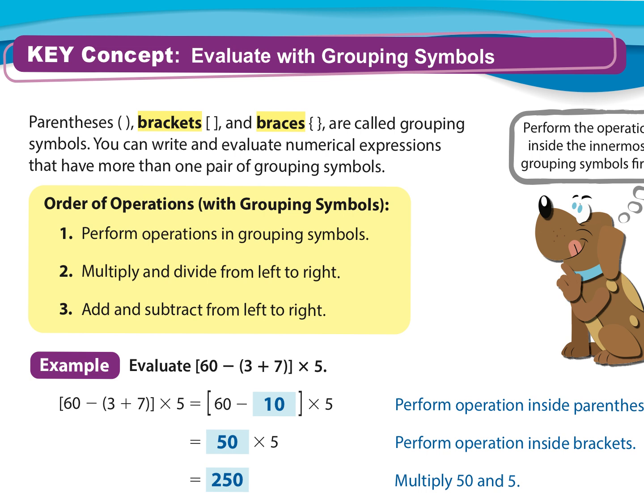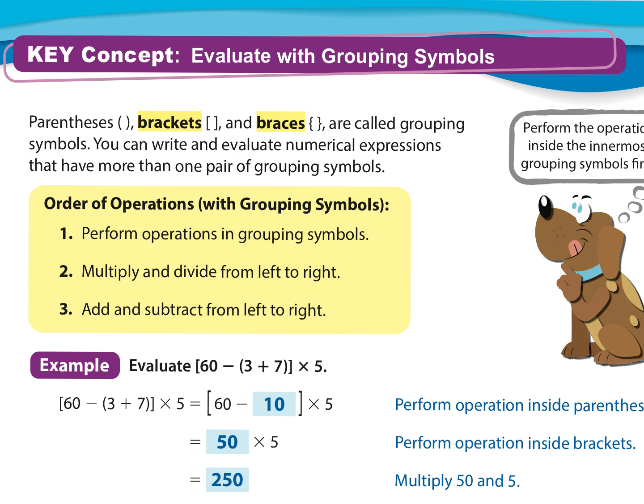You can write and evaluate numerical expressions that have more than one pair of grouping symbols. So how do you do that? We know we always start with parentheses, right? PEMDAS. Parentheses is the first thing. Well, we also have an acronym called GEMDAS. G means grouping symbols, okay? So as you continue to get older, you might see GEMDAS more often than you see PEMDAS in assignments. So what we do is we perform operations inside those grouping symbols, whatever operations are in there.